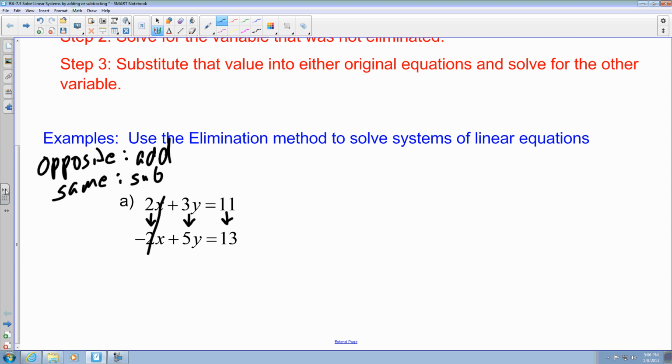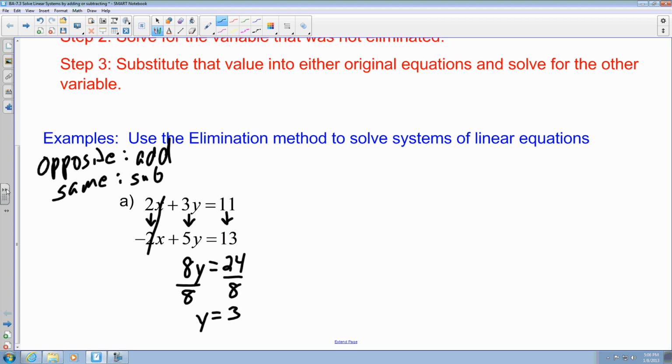Now I have 3y plus 5y. That equals 8y. Got the equal sign. Now I have 11 plus 13. That gives me 24. Now I can go to step 2, and I can solve for the non-eliminated variable, which happens to be y in this case. So I'm going to divide 8 by both sides, which gives me y equals 3.